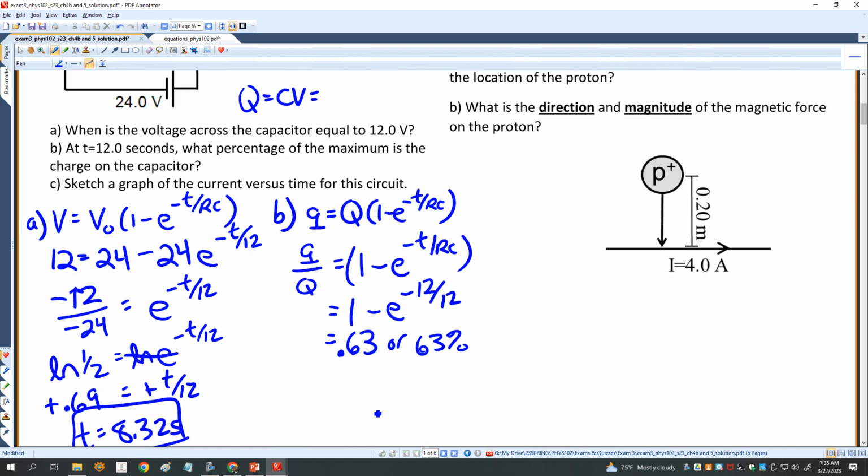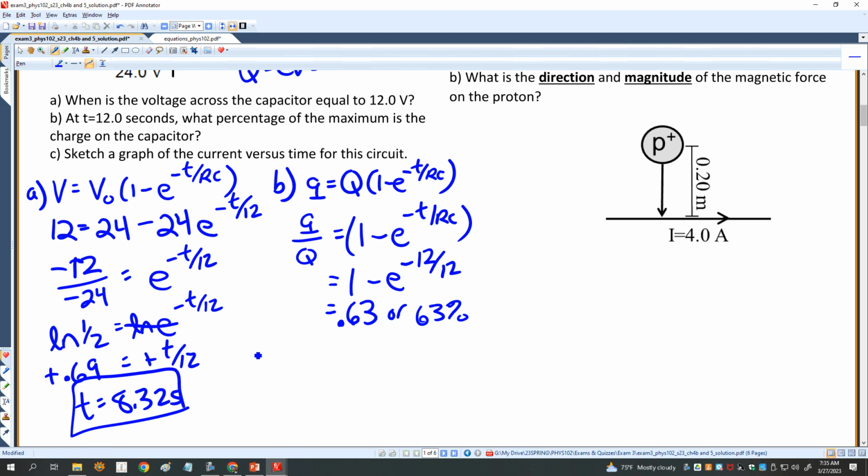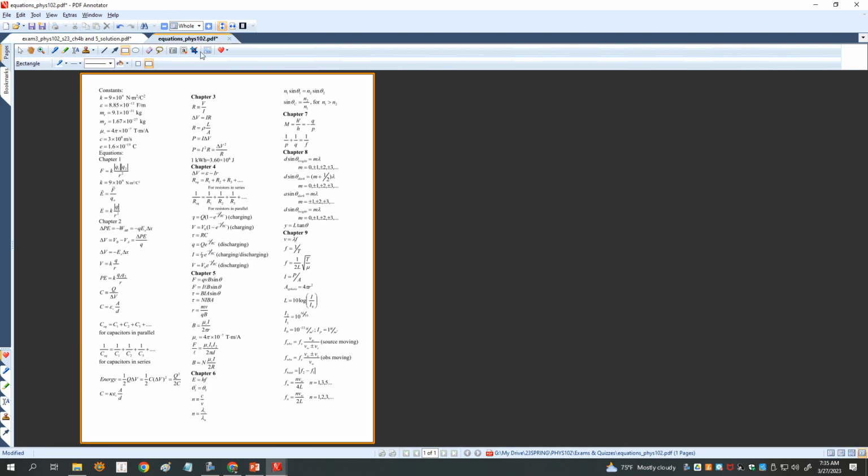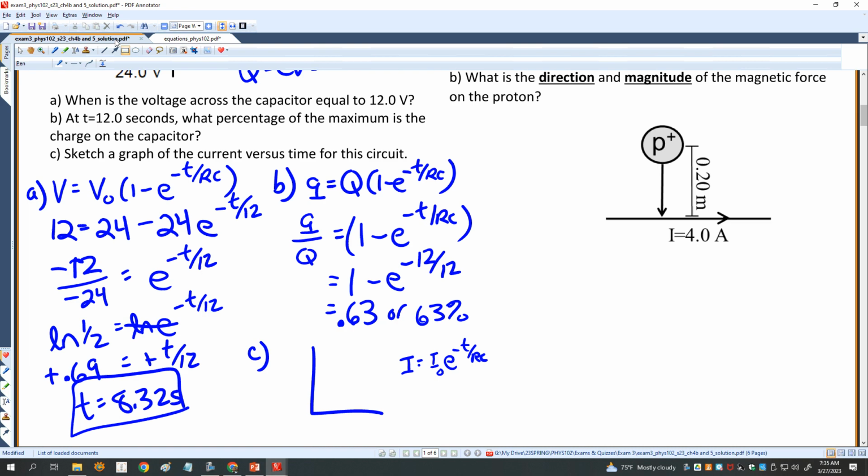All right, and then finally sketch a graph of current versus time. So the current versus time is given by I naught e to the minus t over RC. Let's look back at our equation sheet actually. So here, current, this is for charging or discharging, and it says V over R, but that's our initial current.